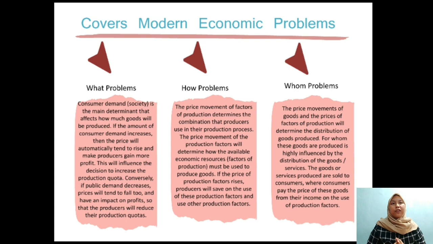And 3. The for whom problem. The price movement of goods and the price of factors of production will determine the distribution of goods produced. For whom these goods are produced is highly influenced by the distribution of the goods or services. The goods or services produced are sold to consumers, where consumers pay the price of these goods from their income on the use of production factors.